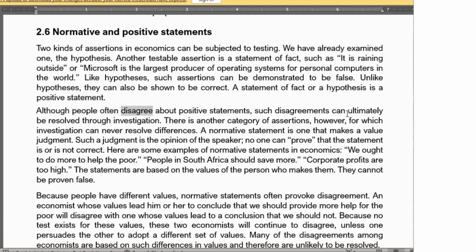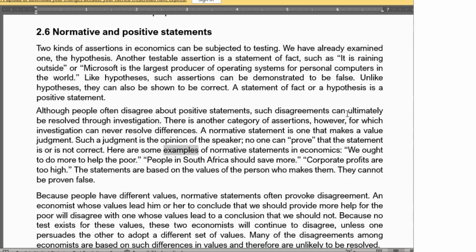Although people often disagree about positive statements, such disagreements can ultimately be resolved through investigation. There is another category of assertions, however, for which investigation can never resolve differences. A normative statement is one that makes a value judgment. Such a judgment is the opinion of the speaker. No one can prove that the statement is or is not correct.